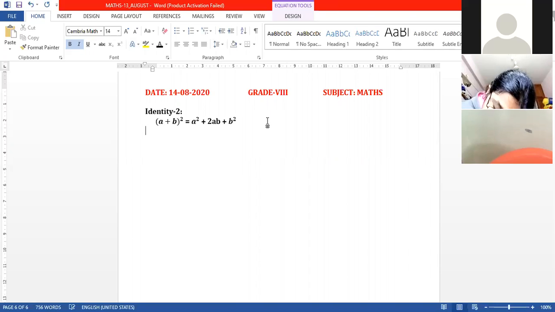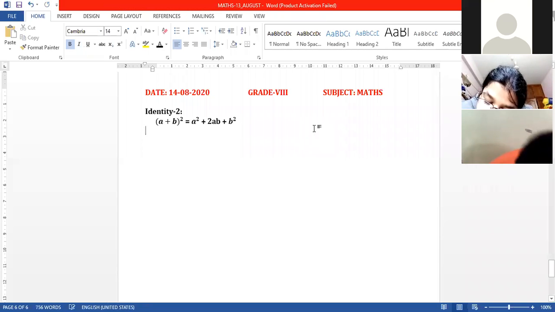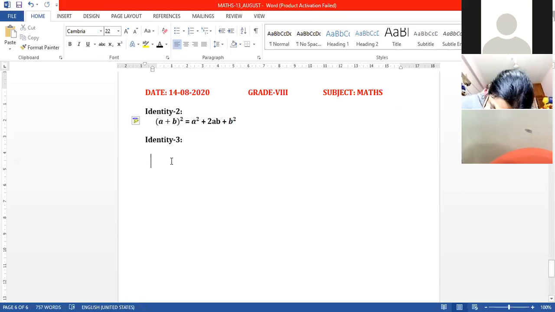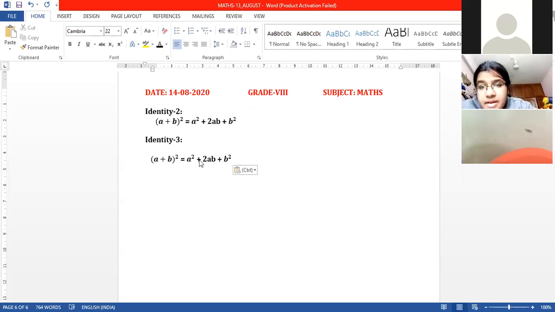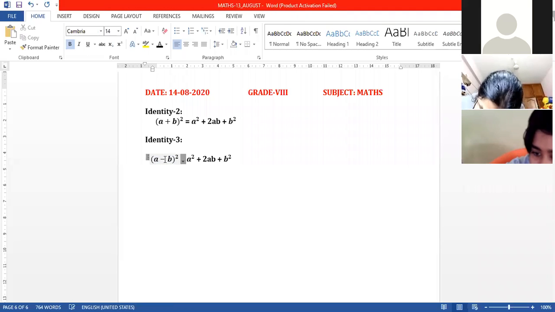Next, identity 3, note down. Identity 3 is A minus B whole square is equal to A square minus 2AB plus B square.